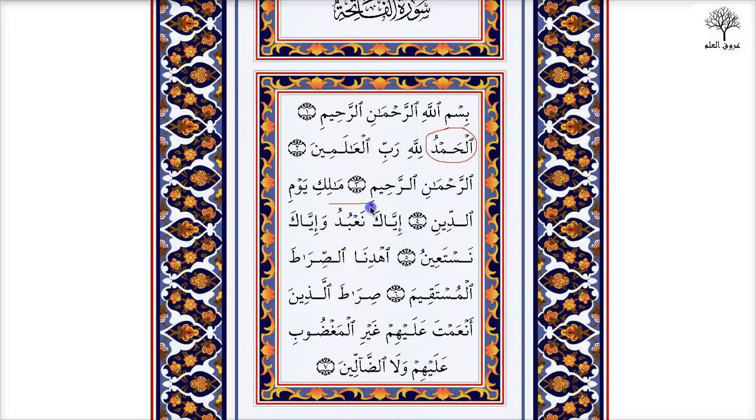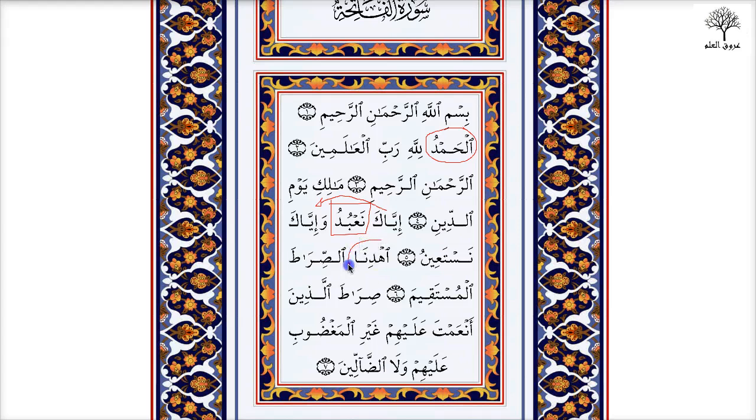Iyaka na'budu. This Iyaka was actually supposed to be over here. So in other words, the sentence starts off with a verb. So what kind of sentence is this? Iyaka na'budu. Okay, fi'liya. Excellent.